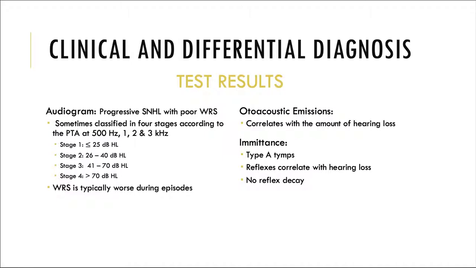But eventually the configuration of hearing loss will appear as a flat, severe sensorineural hearing loss for these Meniere's patients. When it comes to other audiologic testing, such as otoacoustic emissions, the results tend to correlate with the amount of hearing loss the person is experiencing. Emittance testing typically shows type A tympanograms, or normal. Reflexes, again, generally correlate with hearing loss, and they show no evidence of reflex decay.